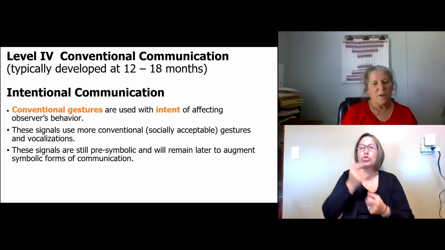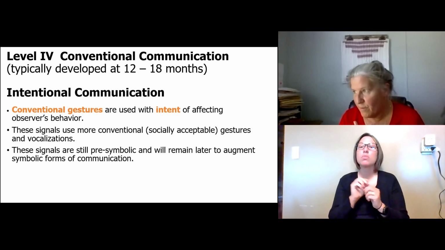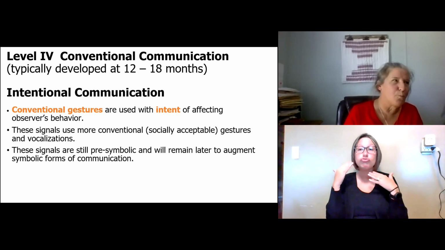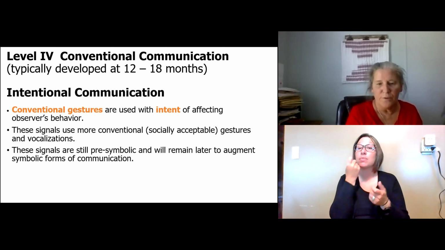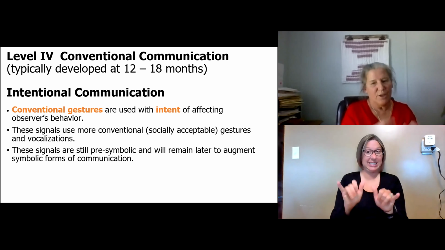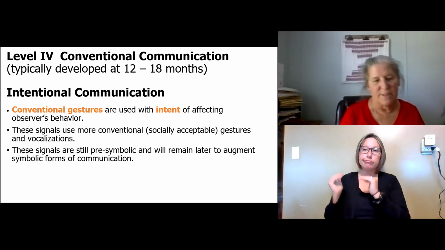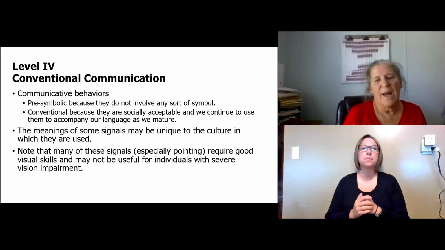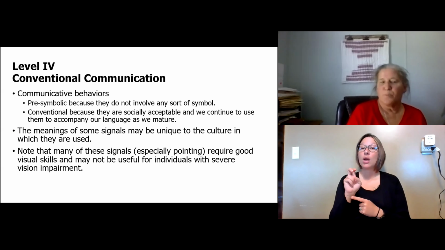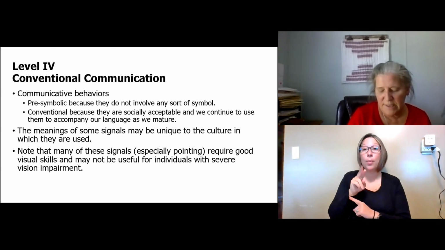So they're really using these in a more conventional way, where people are really starting to identify and understand what those gestures mean. They're more typically where socially we all understand those. So these are more conventional gestures or vocalizations. And these are still pre-symbolic, so we're not using symbols yet. They're still pre-symbolic and will remain that way until we get more into level 5 and such. Okay, so with those conventional communications, it's pre-symbolic. Now we want to say pre, that means instead of non.